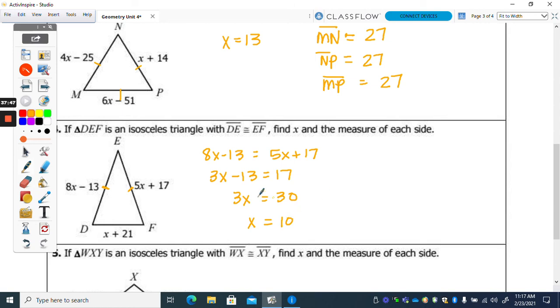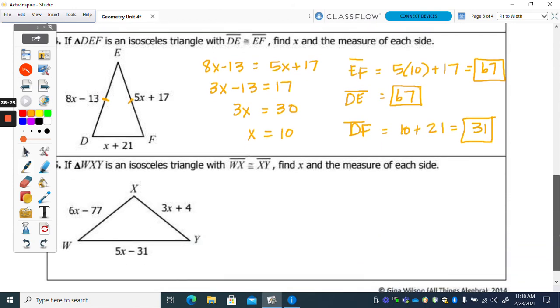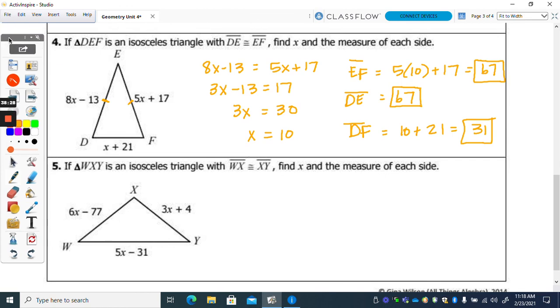If x is equal to 10, then EF is going to be equal to 5 times 10 plus 17, which is 67. If EF is 67, then DE is also what? 67. But is DF 67? No. What is DF? It's going to be equal to 10 plus 21, which is 31. So I want you to do number 5.